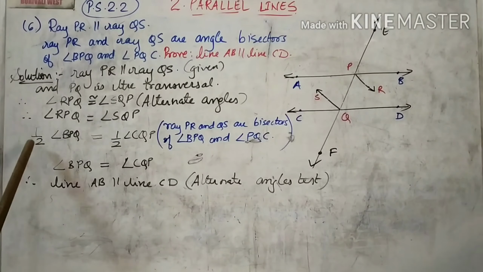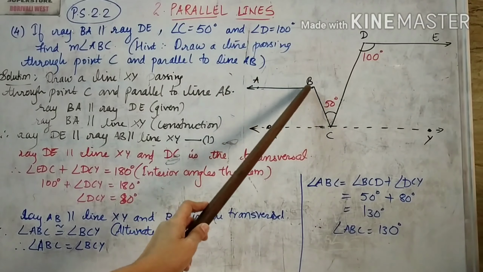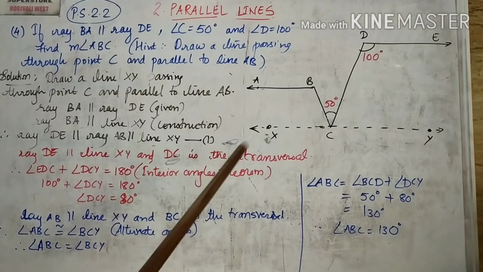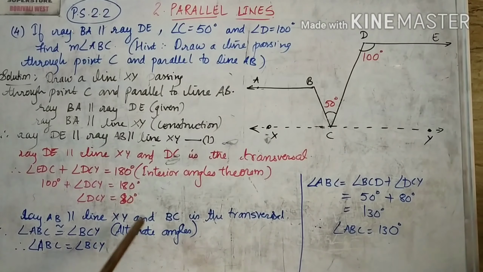So let me see what can I write here. I write down here, ray AB is parallel to line XY. Ray AB is parallel to line XY, and BC is a transversal. Now this is a transversal. This is touching both the lines. So if this is a transversal, angle ABC is congruent to angle BCY because they are the pair of alternate angles. In the next step, instead of congruent, I write down the equal sign. And then I proceed here.